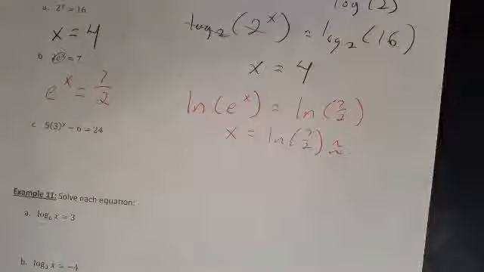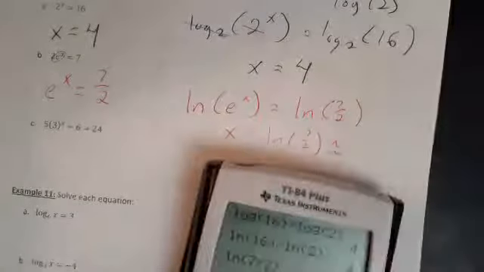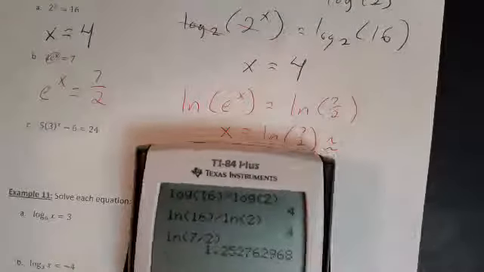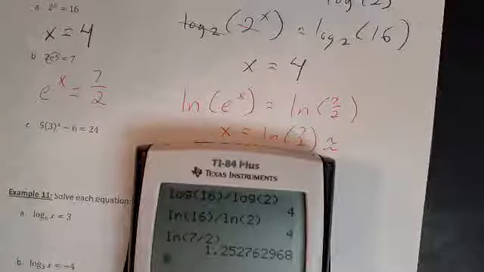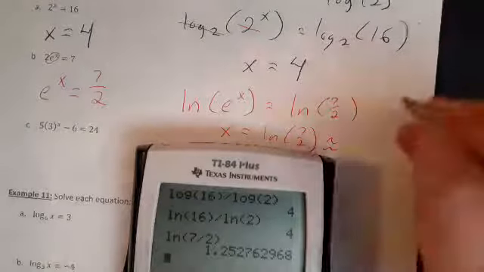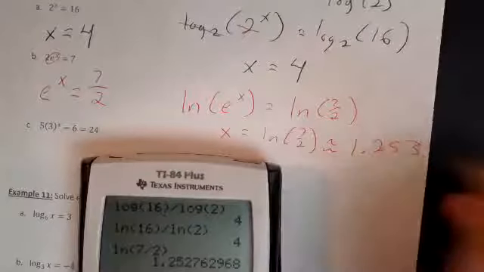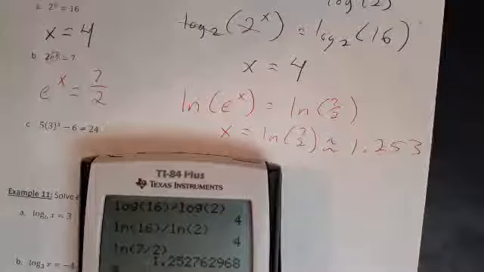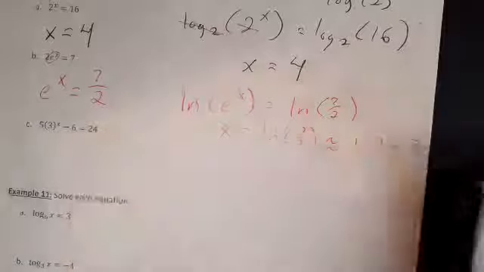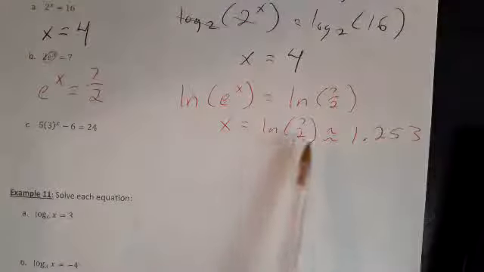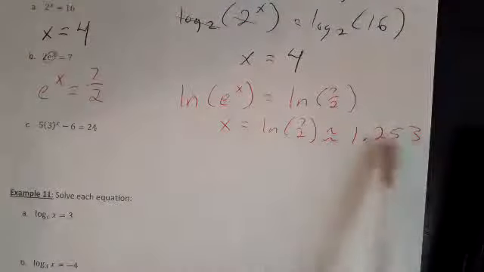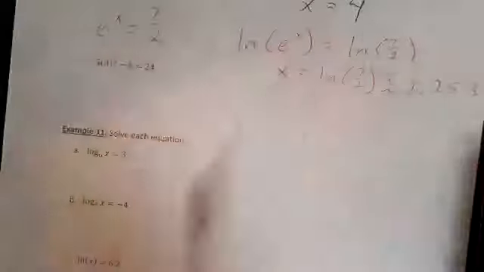If I want an approximation, there's my approximation, 1.253. Typically, if I'm asking you to solve it, and I've said this a little bit, I want exact. But sometimes we might be doing word problems or something, so we might need this. It's good to know how to do both, I guess is what I'm trying to say.